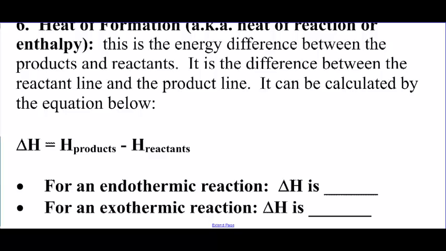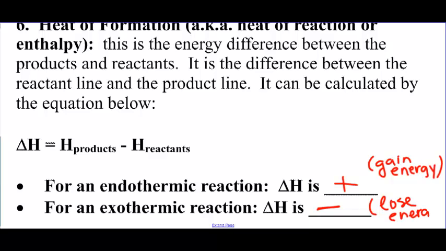If the reaction's endothermic, delta H is positive. If the reaction's exothermic, delta H is negative. That makes sense. If delta H is positive, you really gain energy, right? Than what you had. If delta H is negative, you are losing energy.